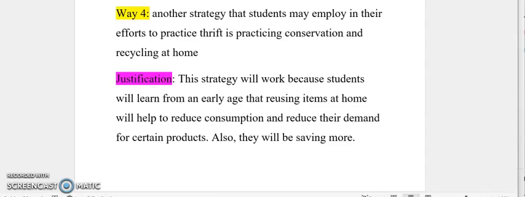products that will not pollute the environment, right? And if they practice all of this, practice conservation and recycling at home, this will definitely help them to become a thrifty consumer.